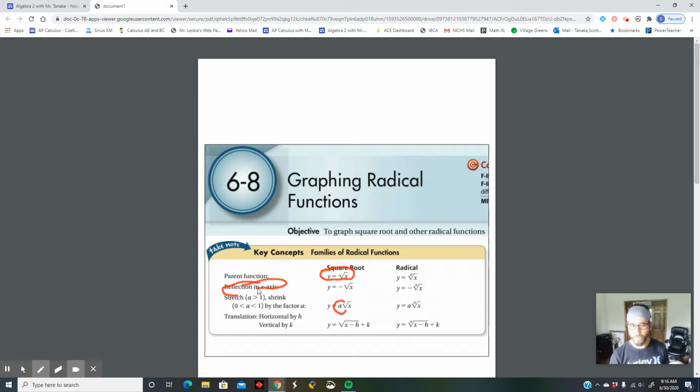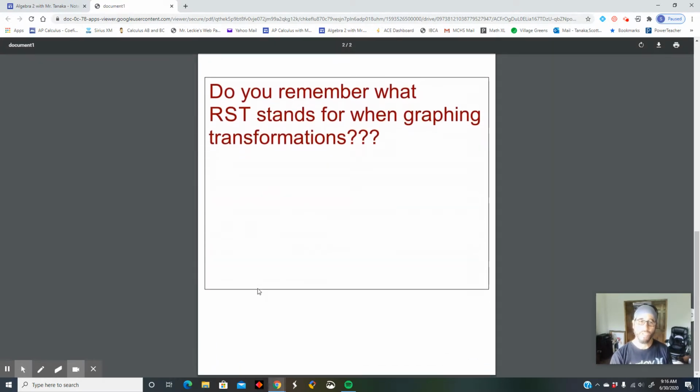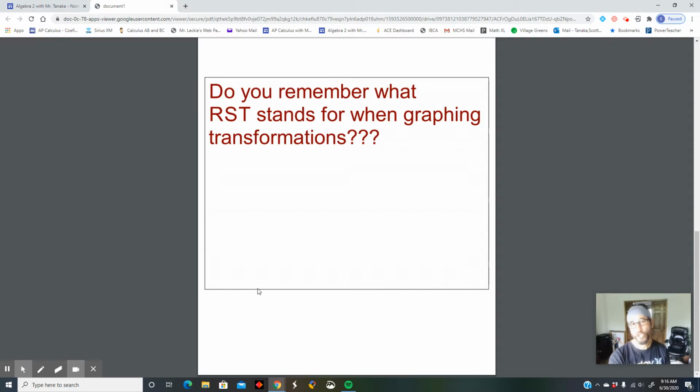If there's a number out in front like that, remember it would be a shrink or a stretch. If the number is bigger than 1, it's going to be a stretch. If the number is between 0 and 1, it's going to be a shrink. And in this format, h tells us if we go left and right, and k tells us if we go up and down. We called those things the RST method, which stands for reflection, stretches and shrinks, and then translations. So when we graph square root functions, we're going to go along that same process.